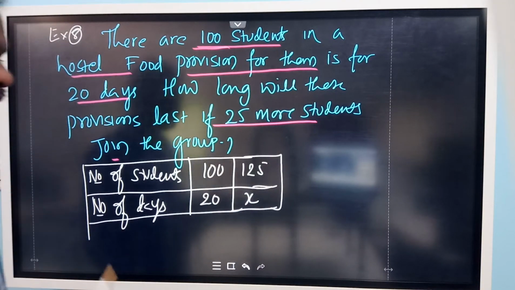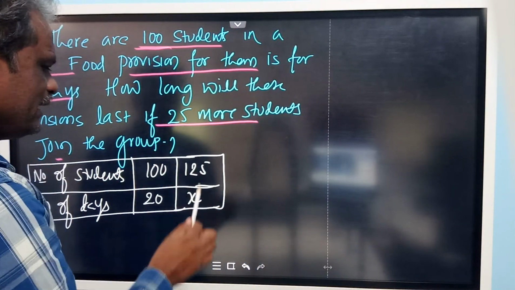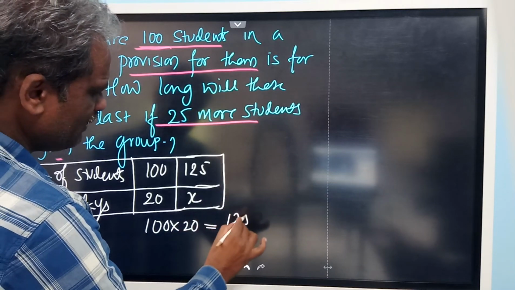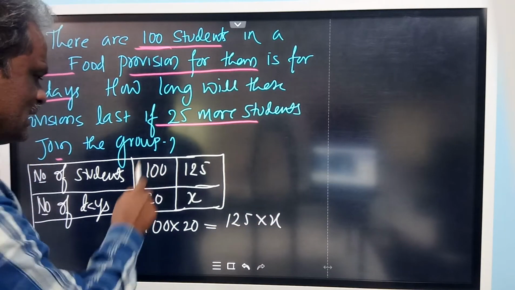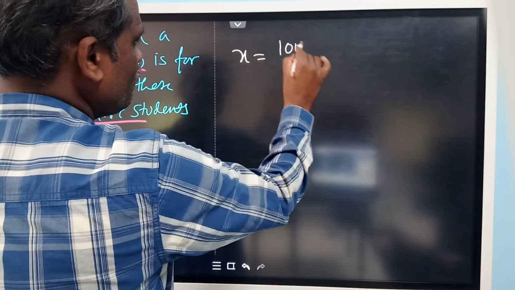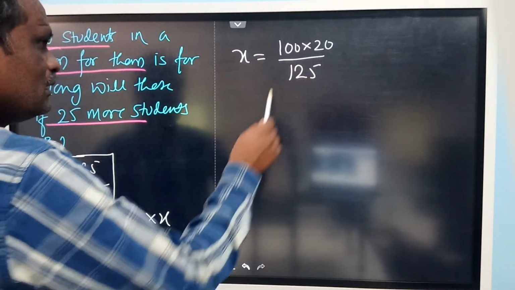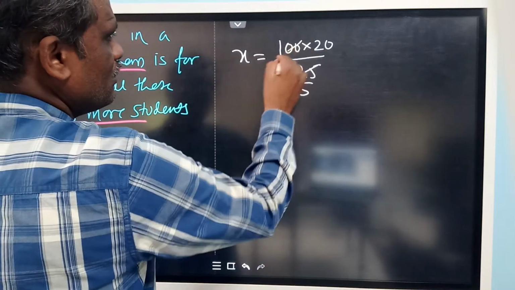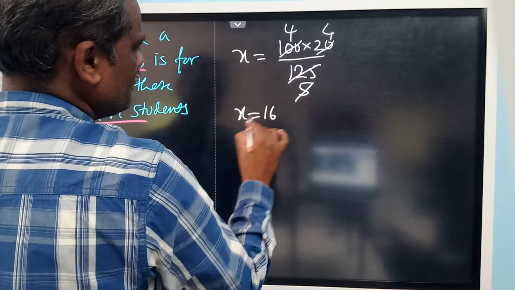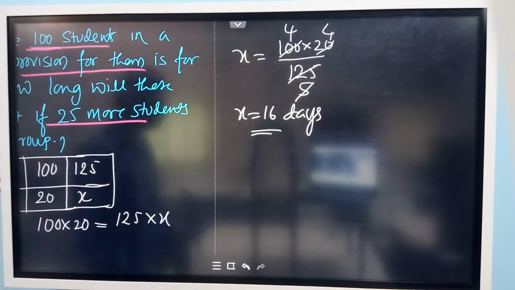You can do it in two methods. Either take the ratio or multiply the product. 100 into 20 should be equal to 125 into X. The product will be the same. So X will be equal to 100 into 20 divided by 125. So divide this one. 25 5s are 125, 25 4s are 100. X is equal to 16. 16 days, it will last for 16 days if 25 more students join.